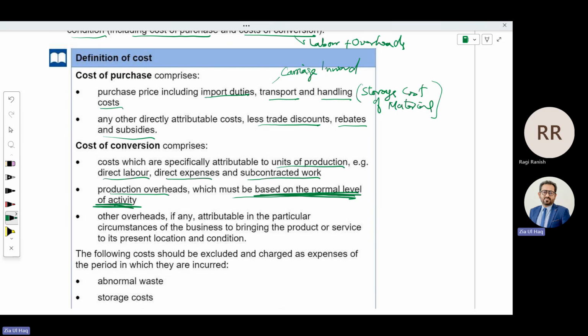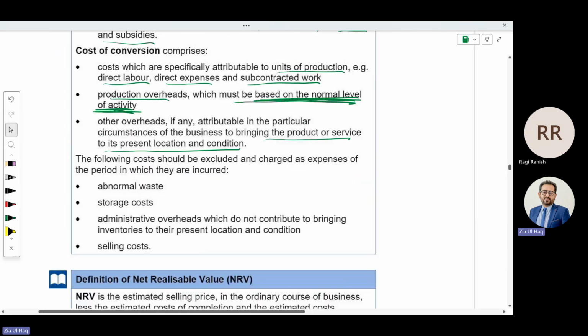Meaning in buying material, if the purchase price is 100, but the supplier has provided you a 5 discount, you need to record the cost as 95 rather than 100. Other overheads, if any, attributable in the particular circumstances of the business to bringing the product or service to its present location and condition, like any machinery used, its depreciation should also be part of production cost.